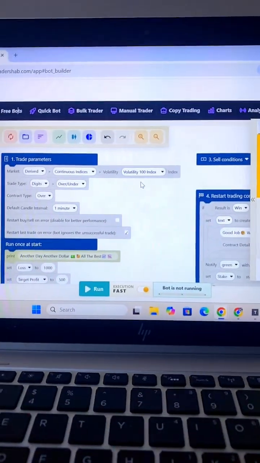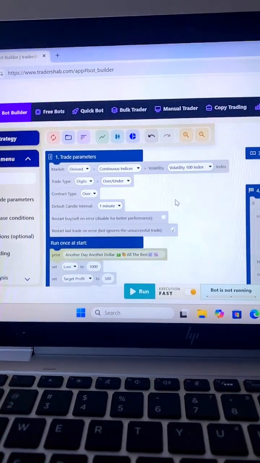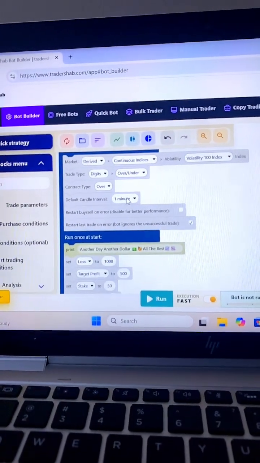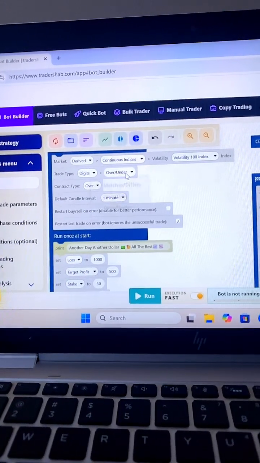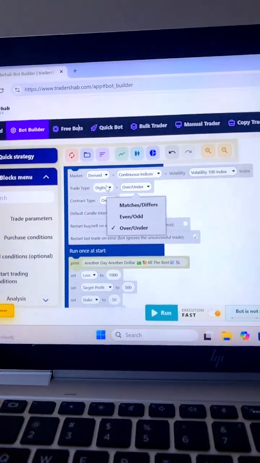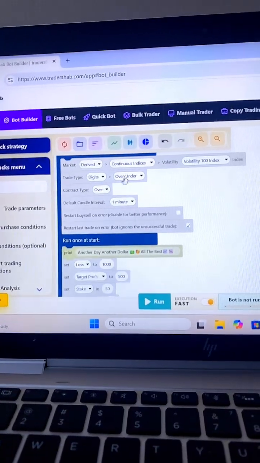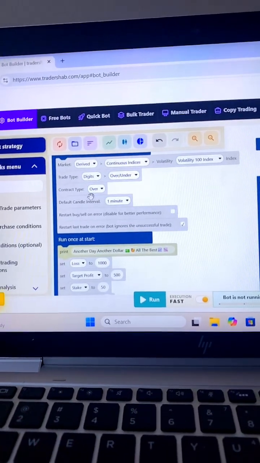Now the moment you load it that way, scroll down, and these are the settings that I want you to make. On this side, just leave it as 1 minute. Sometimes you might get digits here, while on the top it is written overs and unders. Just click again on the digits section, you will see it and select overs and unders.